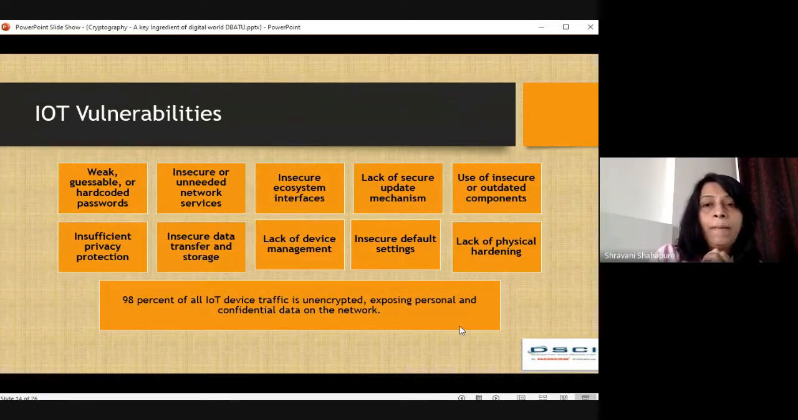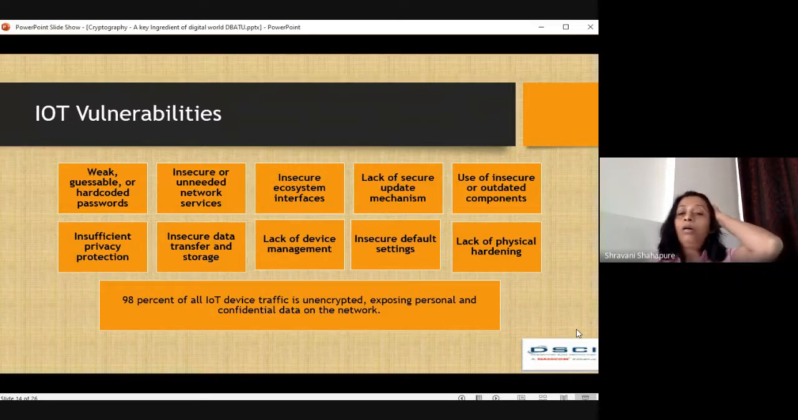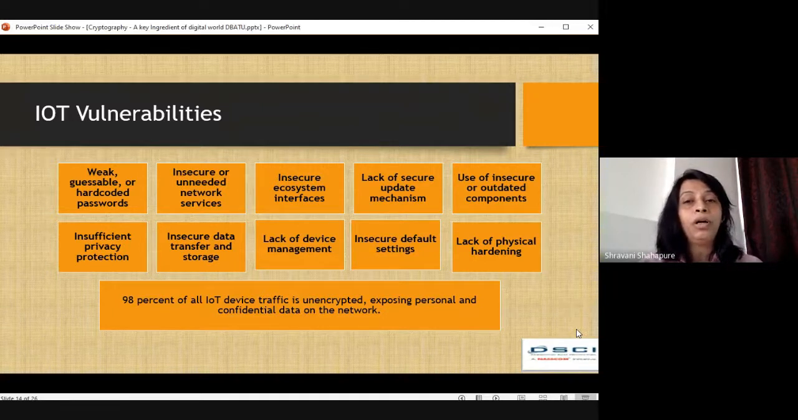A very important thing is what IoT devices are using. They are using weak and guessable passwords, insecure network services, an insecure ecosystem, lack of a secure update mechanism, and so many more. You can read them out. And 90% of all IoT traffic is unencrypted.